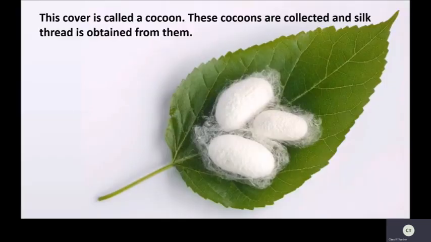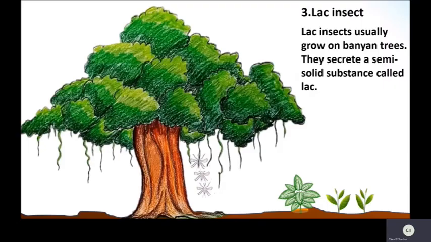This is the additional information. This cover is called a cocoon. These cocoons are collected and silk thread is obtained from them. Have you seen this? Yes.